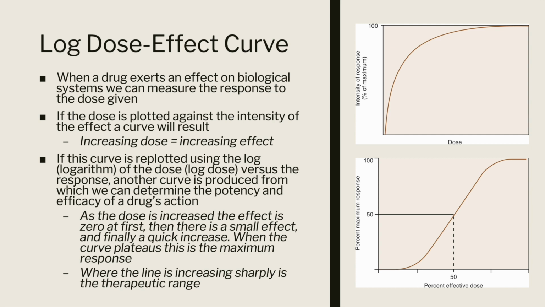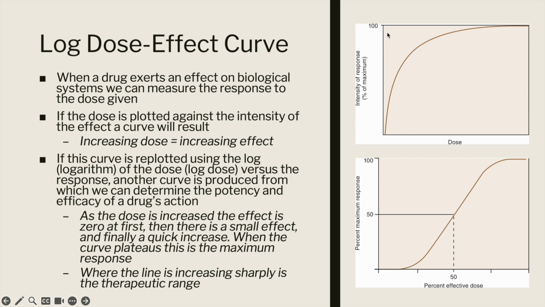The most basic way that we can do this is by just looking at a general curve of this action. This top picture here is showing that. When we plot the dose of something given, we're increasing dose as we move to the right. If we measure the dose against the intensity of the response, the general thing that we're going to expect is that as we increase the dose, we are going to increase the effect. And it creates this curve.